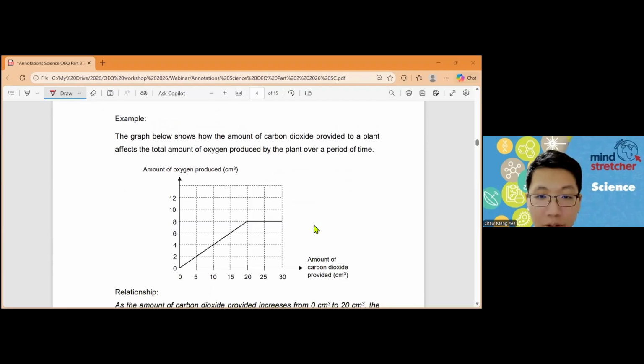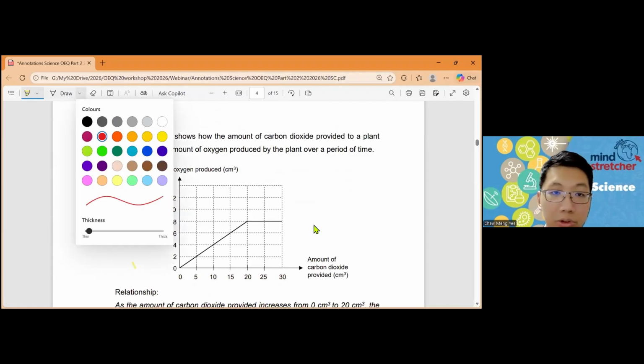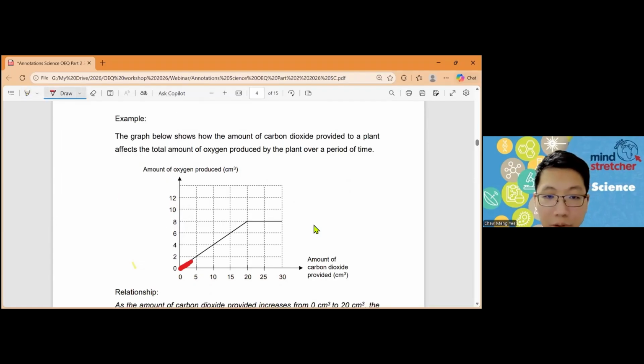Two trends is when you look at this graph here. The first part of the graph goes upwards, it's an upslope. Then the second part of the graph is horizontal.